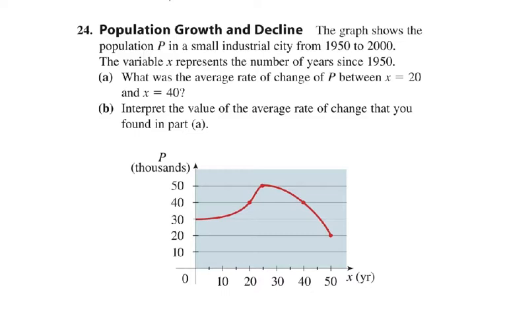Sometimes we want to find the slope between 2 points on a graph that represents a real situation. So in this particular problem, it says the graph shows the population P in a small industrial city from 1950 to 2000. The variable x represents the number of years since 1950.